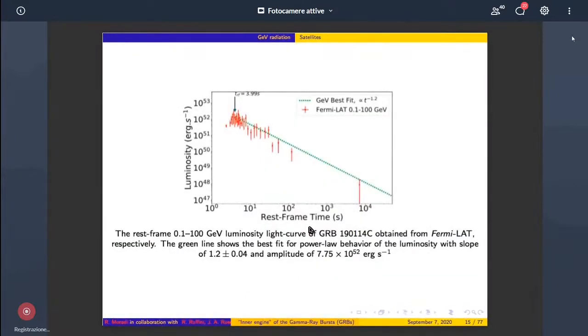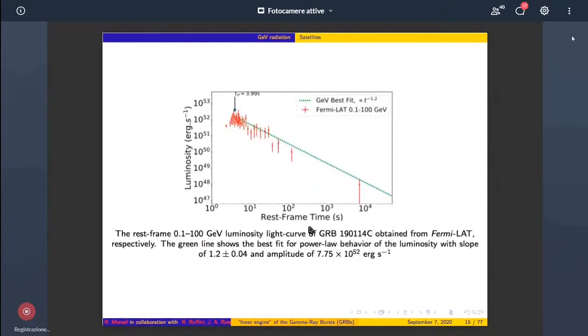And this is the JF radiation. After 4 seconds, as you can see, it is also best fitted by the power law with minus 1.2 with an amplitude of 8 × 10^52 Hz per second.